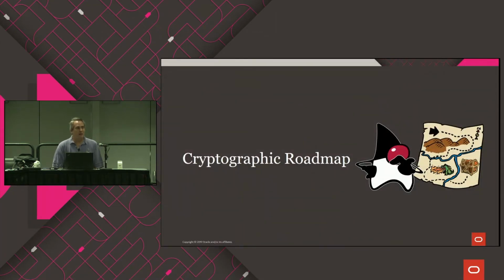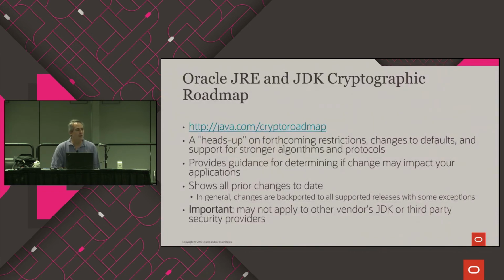So that kind of finishes it for the main enhancements, but I did want to let all of you know about the cryptographic roadmap that we have. The cryptographic roadmap is Oracle specific, however, other implementations may choose to follow what we do. It is available at java.com/cryptoroadmap. It's really a heads up of what things are coming or what things have already happened that you might want to be aware of. So these would be changes to defaults, support for stronger algorithms and protocols, and so on.